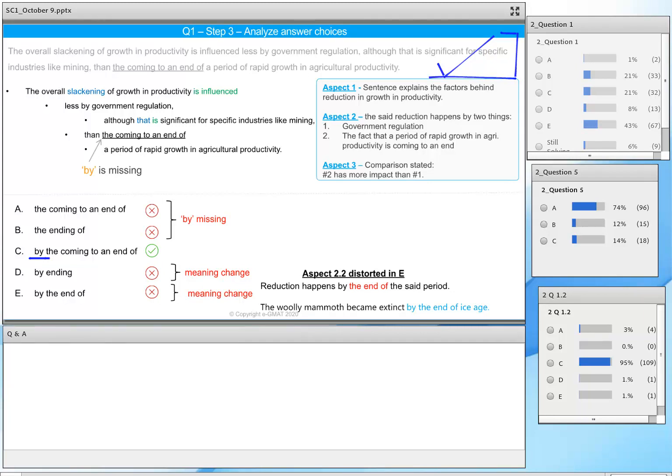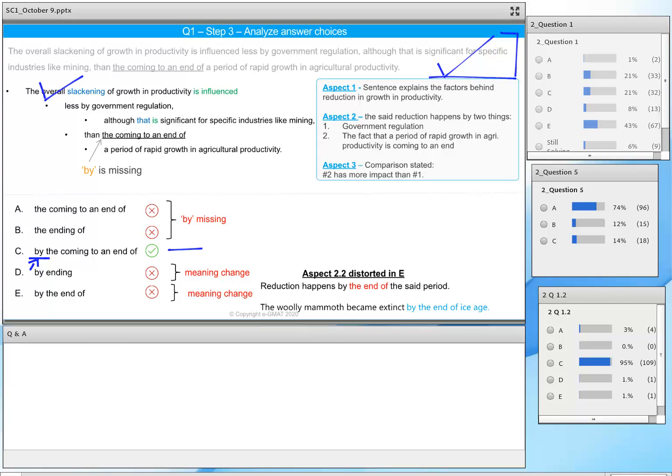Once we ascertain that, then we can decide on the grammar like we did. We first understood what meaning this sentence wants to convey. And we understood that, yeah, meaning is all fine here. But yes, my dear friend, author, you missed out this by when you were writing this sentence. And that's what we plug in and we choose this answer. And that's how we come about the correct answer choice.